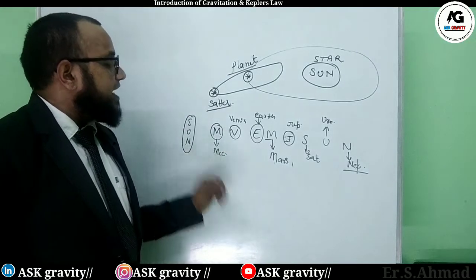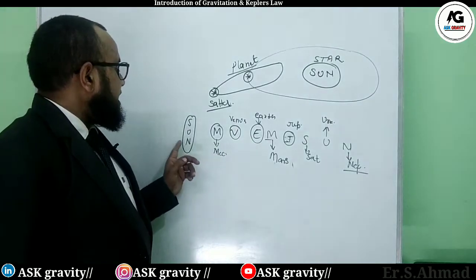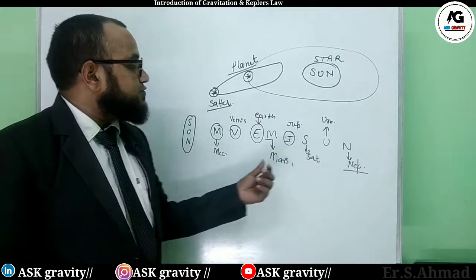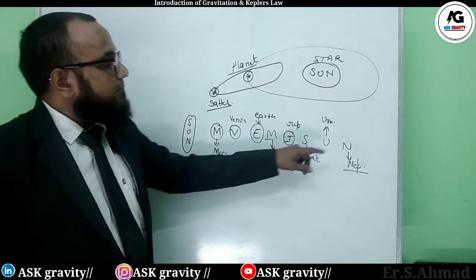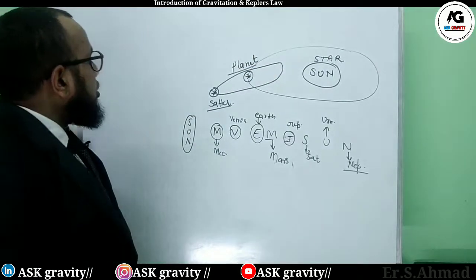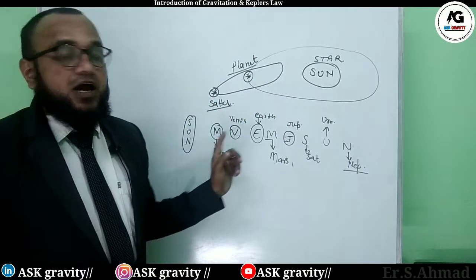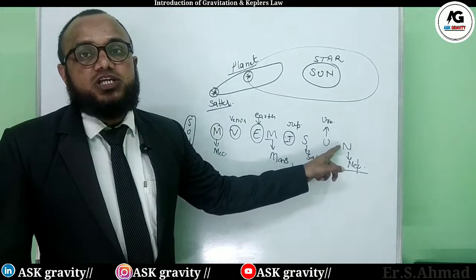We have to identify that the one farthest from the sun is Neptune and the one closest to the sun is Mercury. The diameter of Neptune is very large compared to other planets. But it is the coldest planet in our solar system.